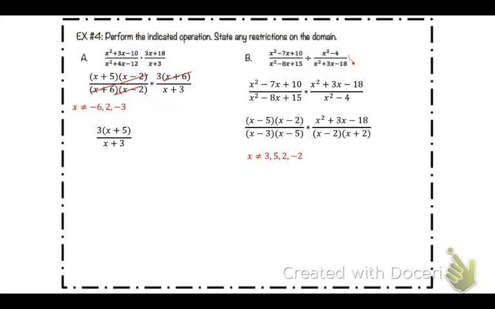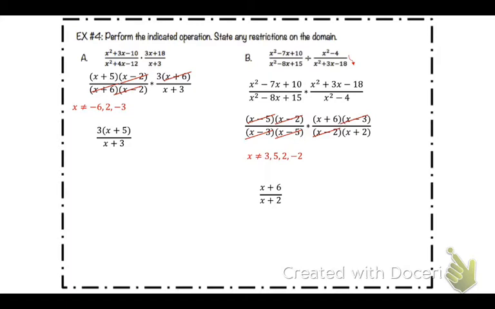Now the top, x squared minus 7x plus 10, factors to x minus 5, x minus 2. X squared plus 3x minus 18 factors to x plus 6, x minus 3. I'm going to go through and cancel my common factors. So x minus 5 and x minus 5 cancels. X minus 2 and x minus 2 cancels. X minus 3 and x minus 3 cancels. So you're left with x plus 6 over x plus 2. And you're all done. Okay, so it's basically the same as simplifying.